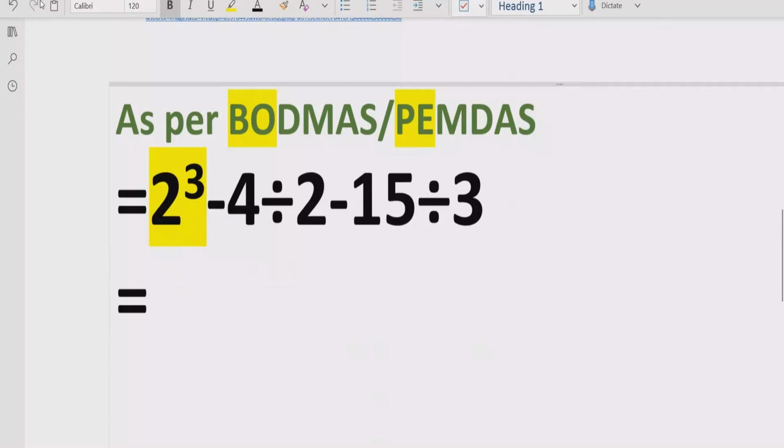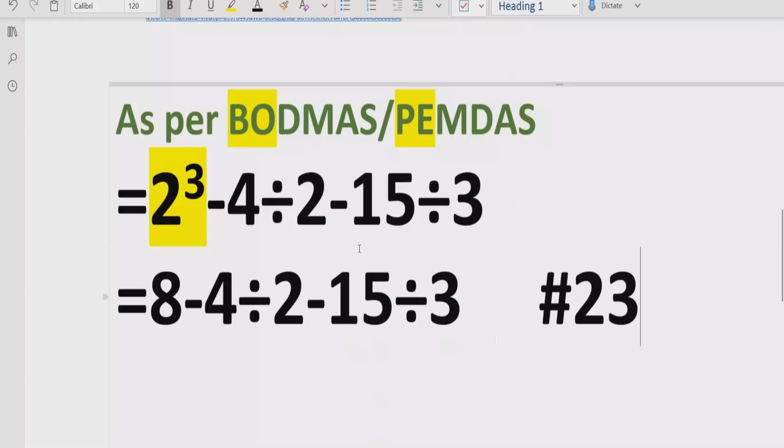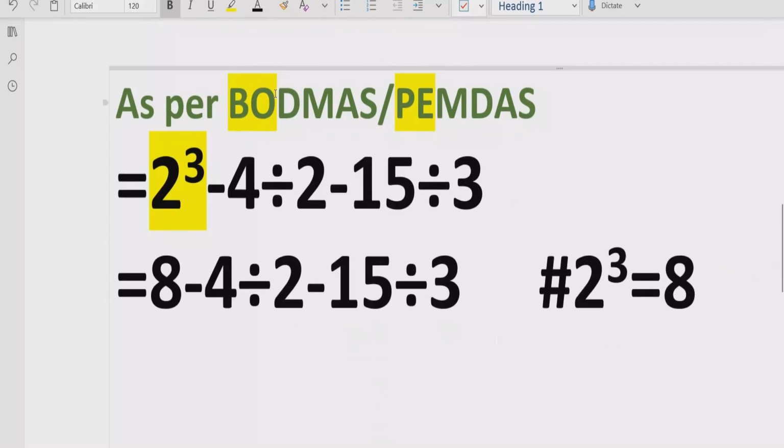2 raised to power 3 means 2 multiplied by 2 multiplied by 2, which is equal to 8. Again, we have to write as it is, 4 divided by 2, and -15 divided by 3. We will write here as it is. And here we have to give the reference: 2 raised to power 3 equals 8. Now move forward. We have solved the exponent part.